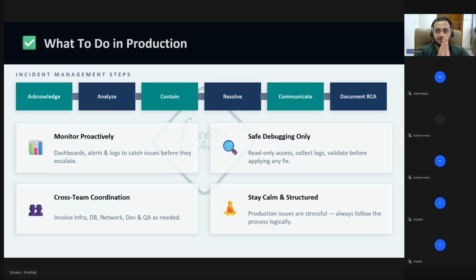And you should always go for safe debugging options, right? So any read only investigation or log collection and controlled validations which you need to do, that is something which you need to do in debugging, right?